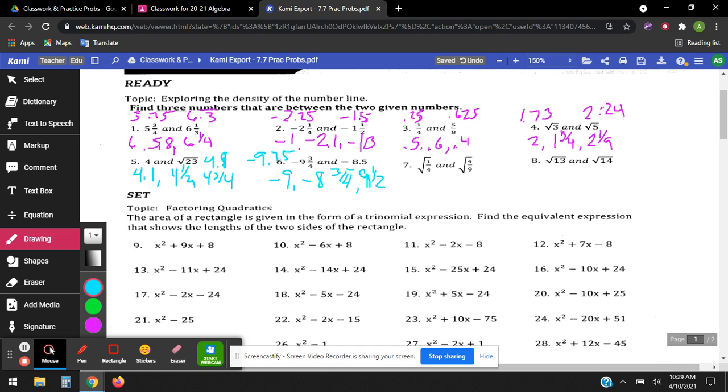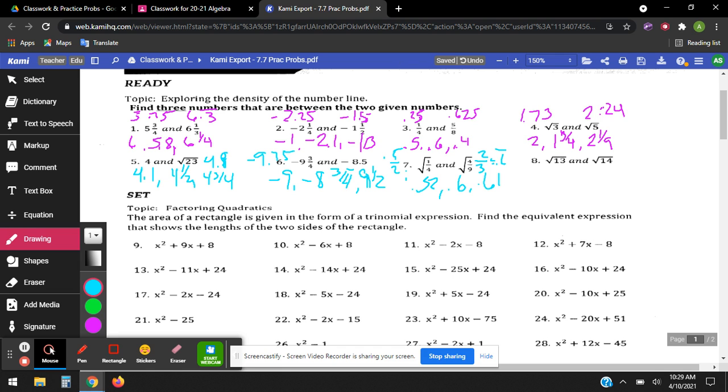Square root of 1/4. Well, square root of 1 is 1. Square root of 4 is 2. So that is really 1/2, or 0.5. And square root of 4 is 2. Square root of 9 is 3. So that's 0.6 repeating. That's 0.5. So between 1/2 and 0.6 repeating, that's a pretty small amount. 0.52, 0.6, 0.61. Those all work.